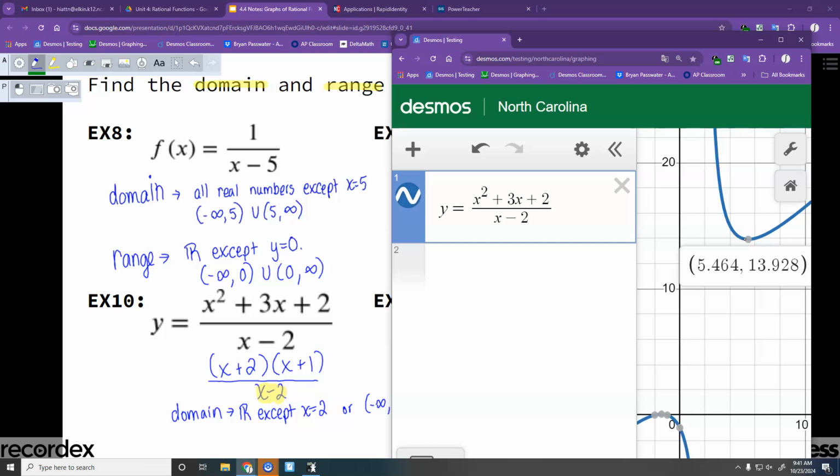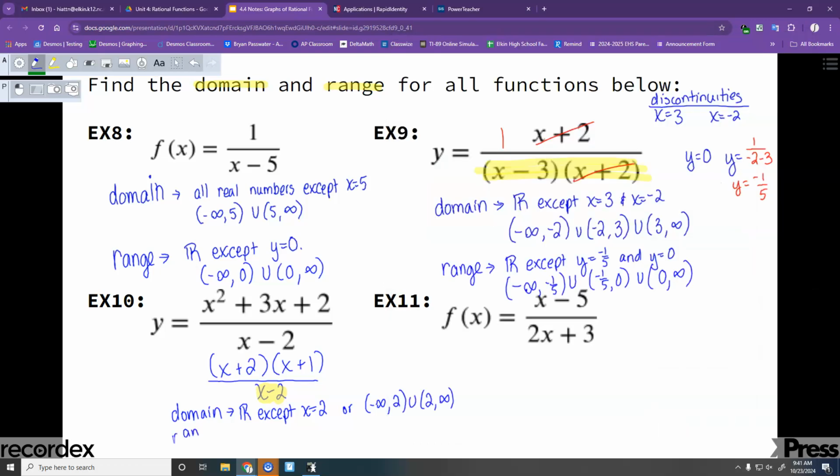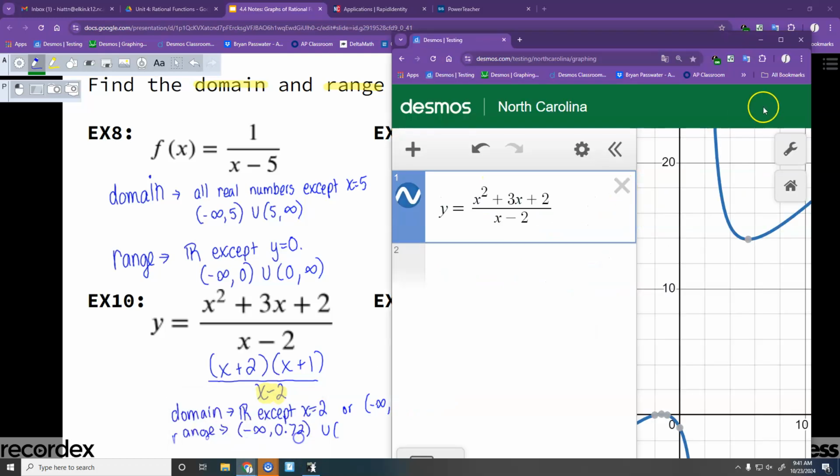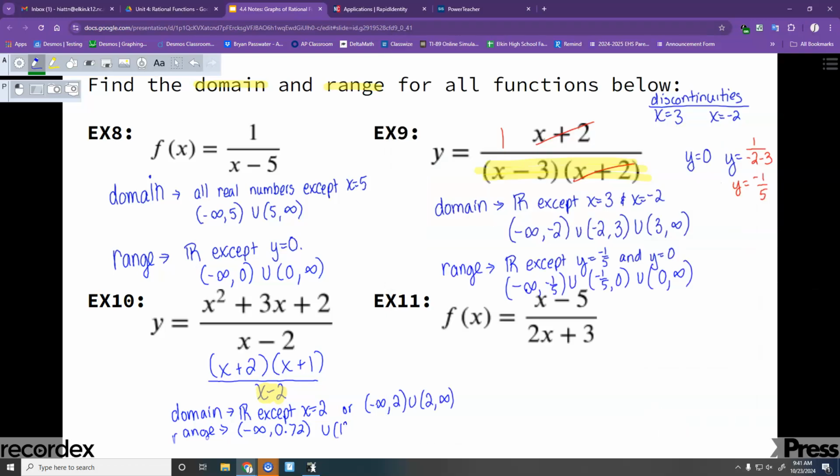So your range is going to be, I'm just going to do interval notation for this. Negative infinity to 0.72. And then, what was that number here? 13.928. To infinity. That one has a slant asymptote, which thankfully we do not have to find in this class. We have to do it in pre-cal, but we don't have to do it here.